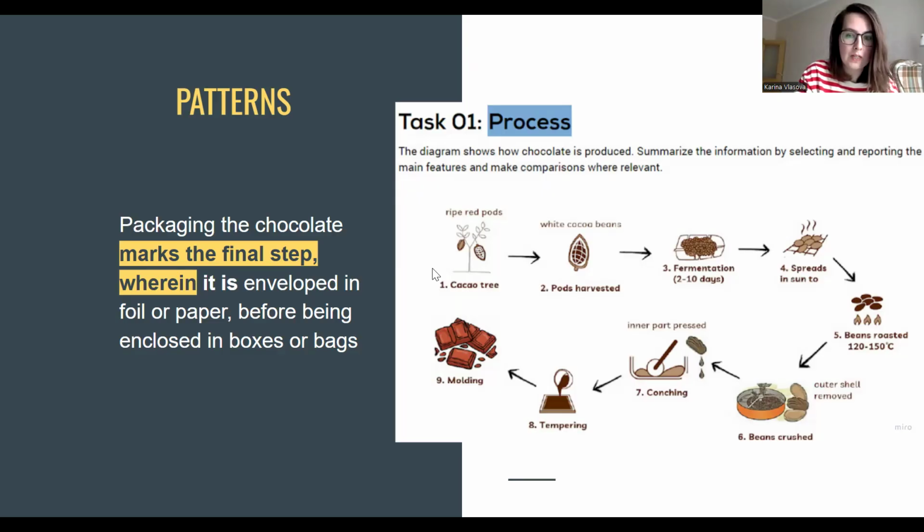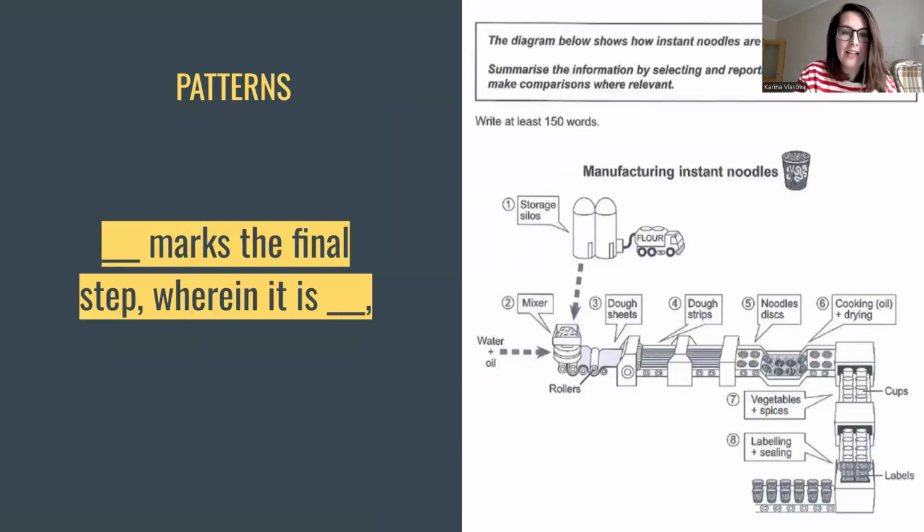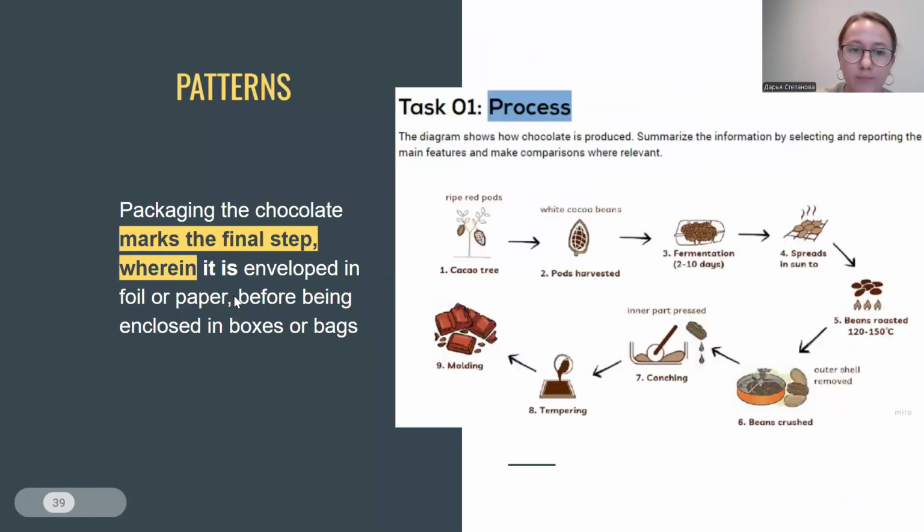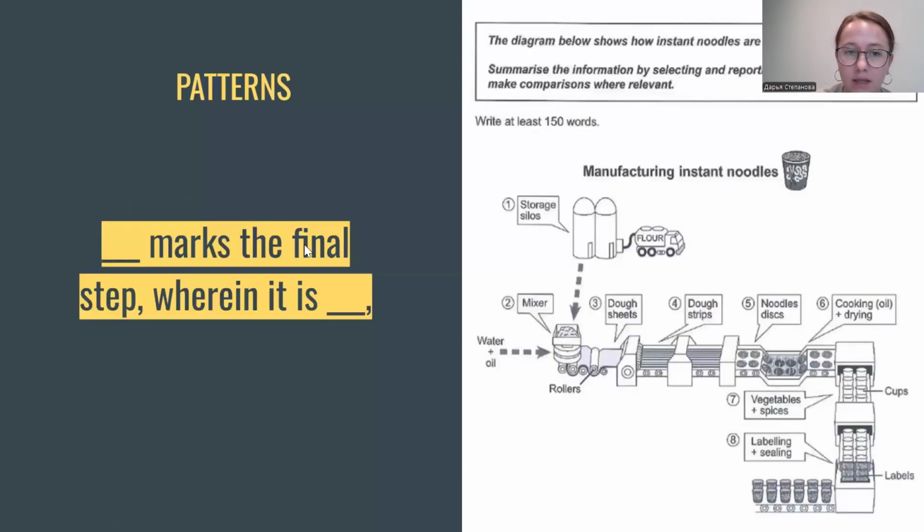And we want you to practice this pattern, but using a different chart. Let's look at it. Noodles again. What marks the final step? Wherein it is. So what marks the final step? Some expressions are missing. Your task is to fill in the gaps. Please put the name of this step here, because previously we had packaging the chocolate, right? Packaging the chocolate, and just mention labeling and sealing here, and then explain it in more detail.